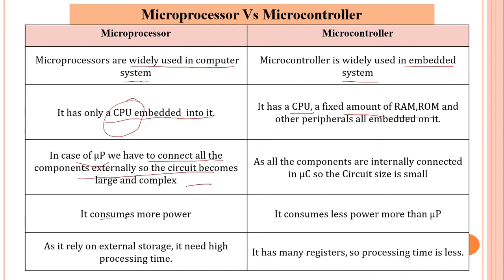Then microprocessor consumes more power. The power requirement will be more. That is, it consumes more power. Processor will consume more power, but controller consumes very less power compared to the microprocessor.